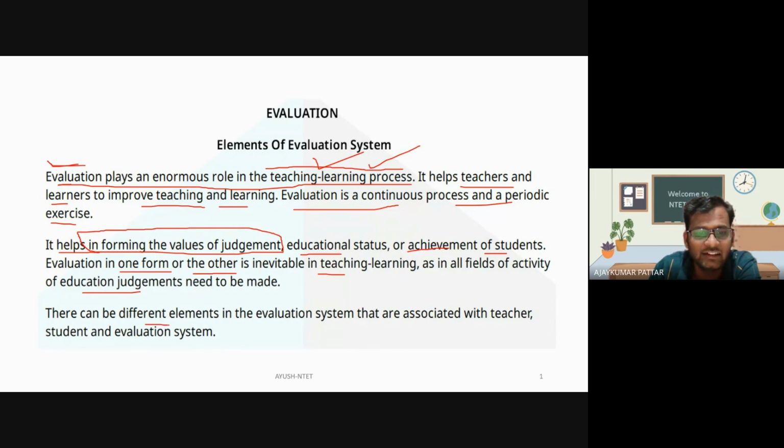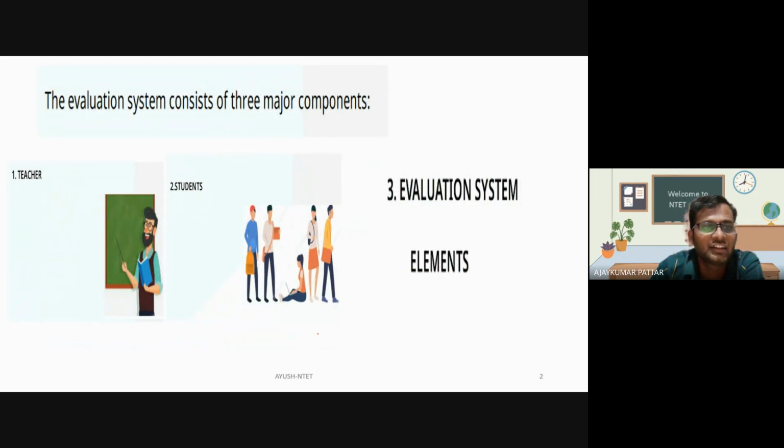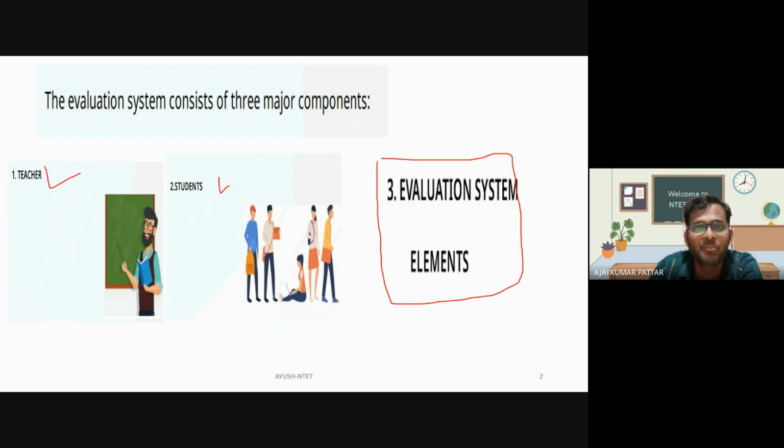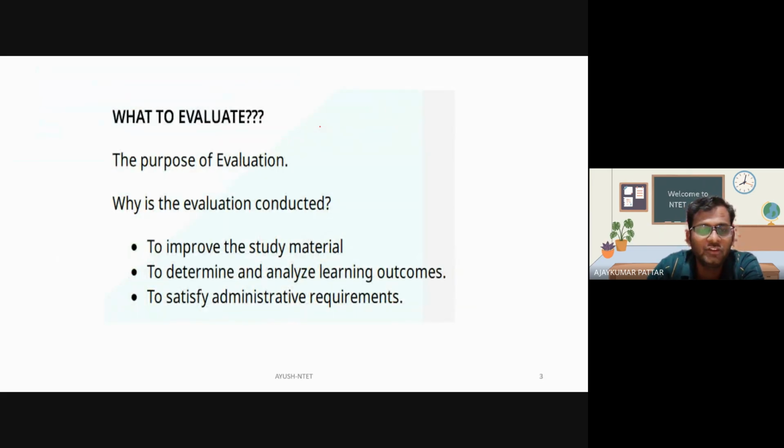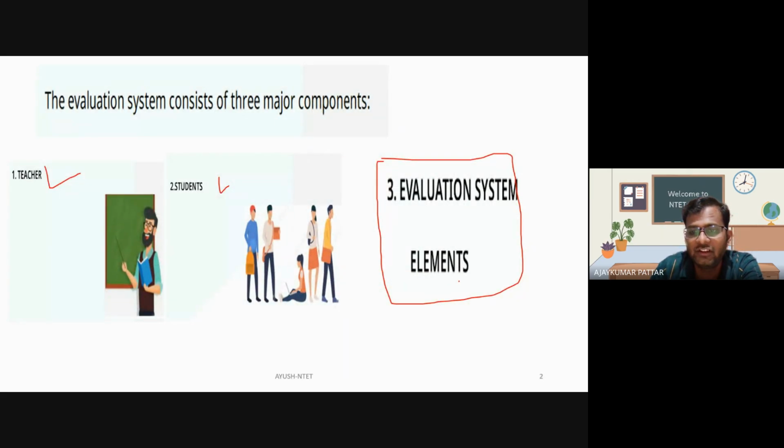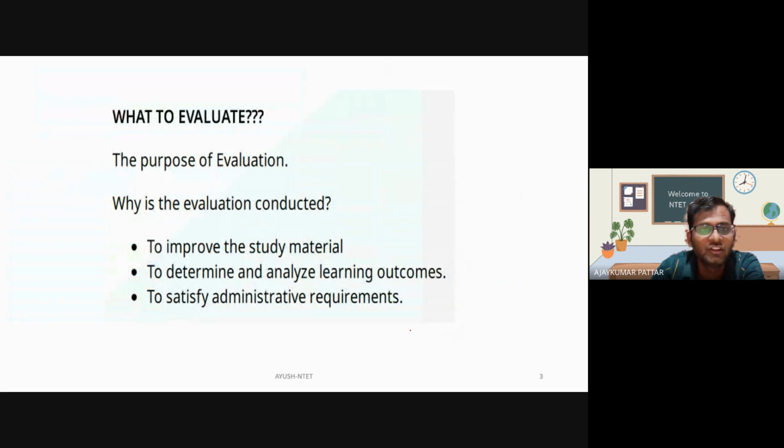There can be different elements in the evaluation system that are associated with teacher, student, and evaluation system. The evaluation system consists of three major components. The first one is the teacher, then the student, and the evaluation elements. So these three components are there in this evaluation system. Now we will further study the evaluation system elements.